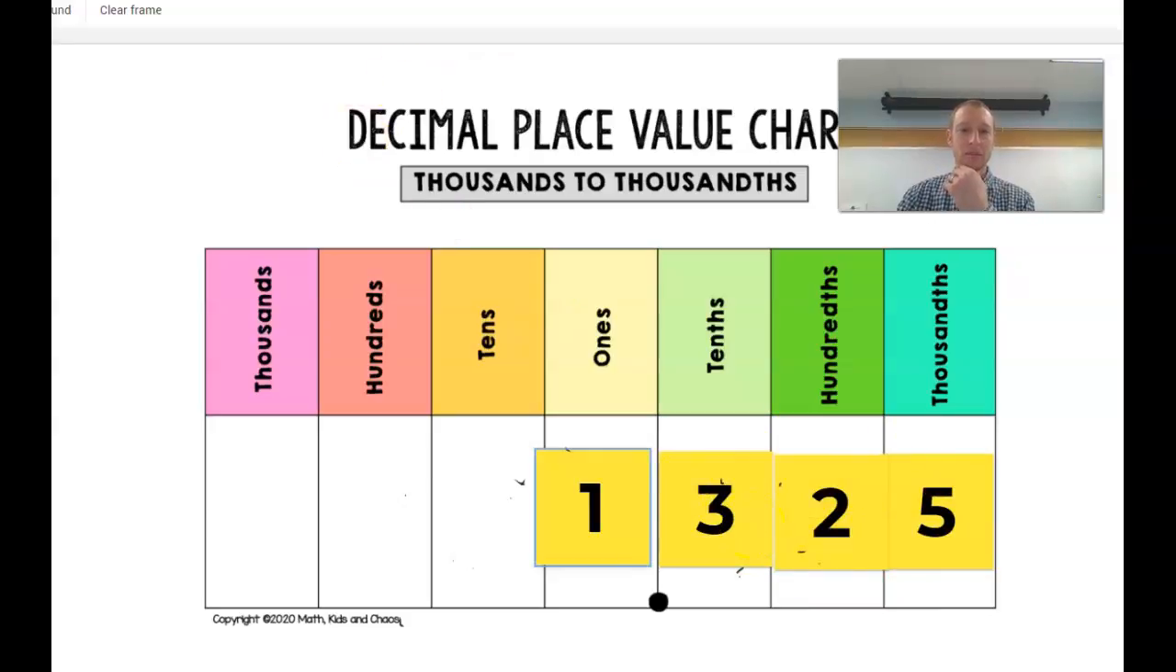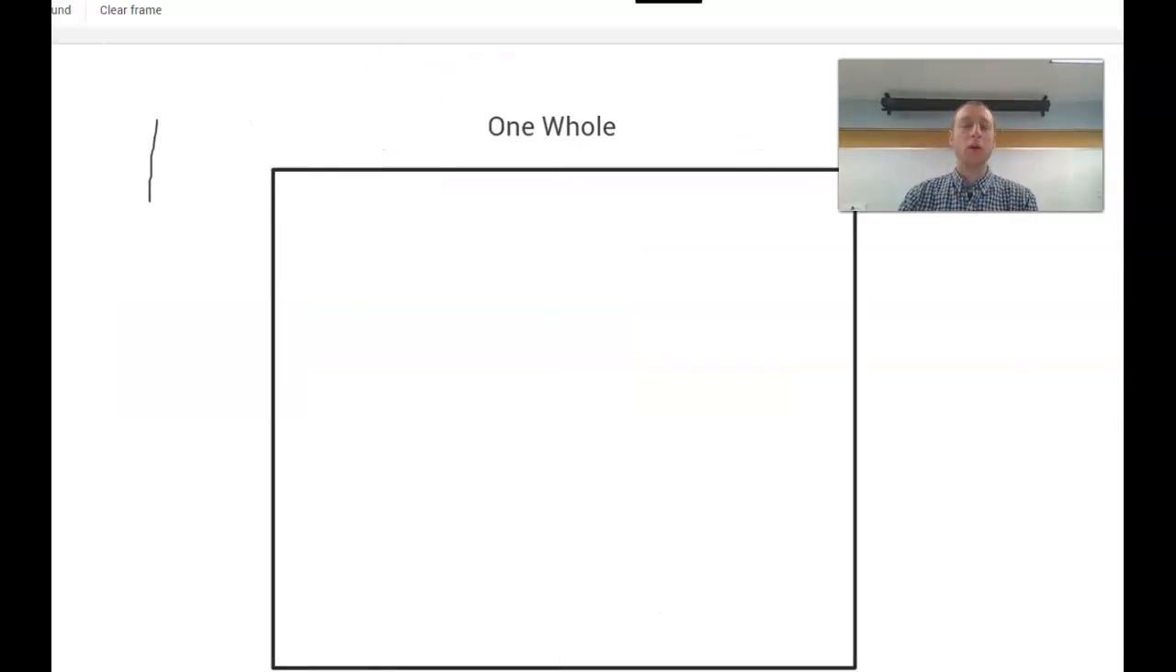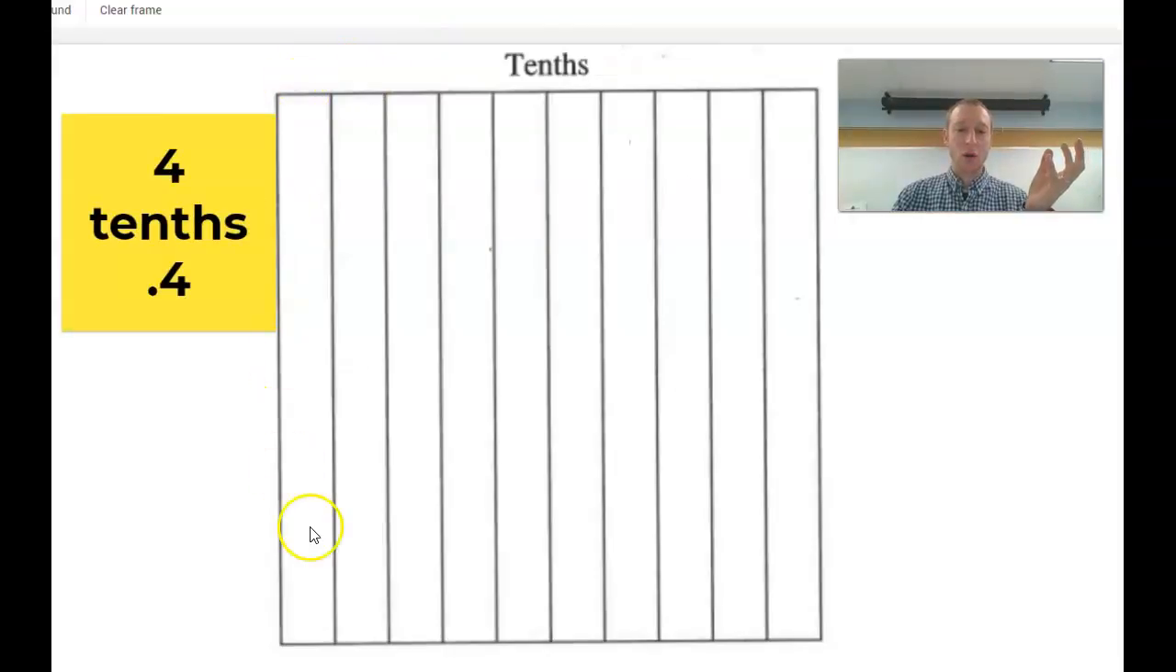Let's see what this looks like. So this is one whole. If we have a square, it's the whole thing. We're just going to call that one whole. But this square can be split up into parts, right? What if I don't want the whole pie? I just want part of the pie. Well, the first thing I can do is I can split that whole into tenths. And that means that we're going to take this whole and we split it into 10 equal pieces. 1, 2, 3, 4, 5, 6, 7, 8, 9, 10. So each one of these slivers we're going to call 1/10.